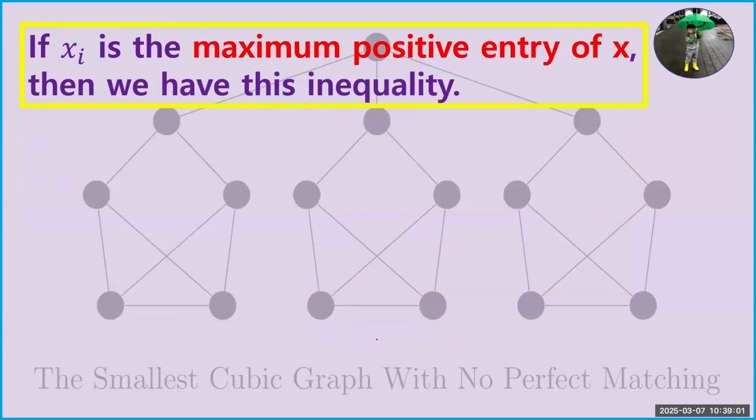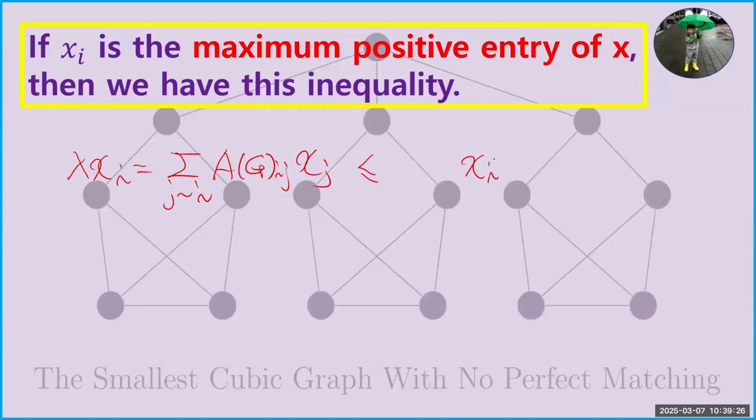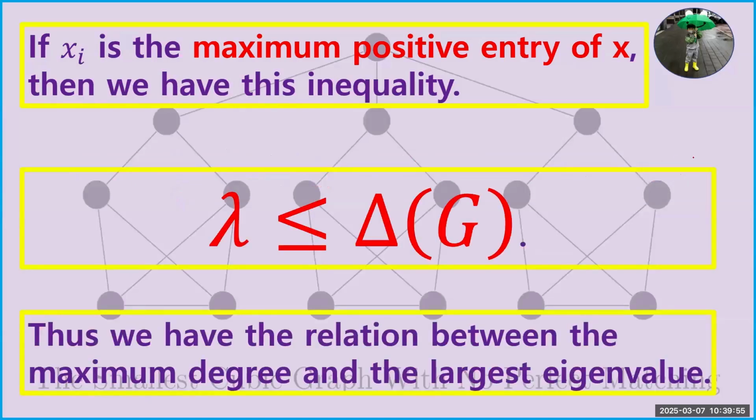So if x_i is the maximum positive entry of x, then lambda x_i is equal to the summation of A(G)_ij x_j, j adjacent to i. Because x_i is the maximum positive entry, this is less than or equal to x_i, because x_i is greater than or equal to x_j for any j. And the summation of A(G)_ij is less than or equal to the maximum degree. So from this inequality, dividing by x_i, you can conclude that lambda is at most the maximum degree. So we have the relation between the maximum degree and the largest eigenvalue.